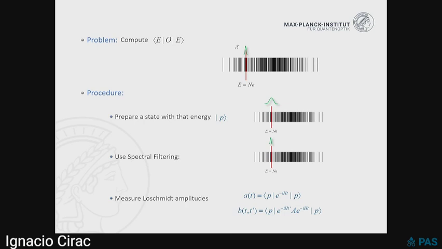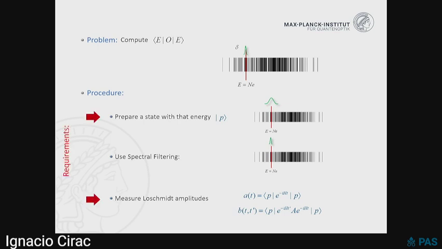So here, you would like to make this width narrower and narrower and narrower until the desired width. And once you have that, then you have a state in which you measure the observable, you repeat it many times, and at the end you get the expectation value. And so for doing this spectral filtering, what you can do is a kind of Fourier transform. You start with some initial state, you evolve for different times, then you compute the expectation value for different times, and at the end you sum all that, and then the result is as if you would have prepared this state at this energy.